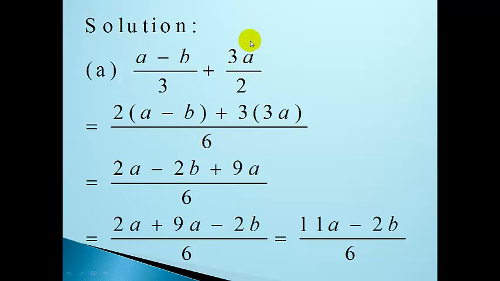And when we multiply 3 by the numerator, we have 3 times 3a. Now we expand. 2 times a is 2a. 2 times minus b is minus 2b. Plus 3 times 3a is 9a. All divided by 6. So we have 2a minus 2b plus 9a divided by 6. Now let's group the terms. So we have 2a plus 9a minus 2b divided by 6. Now 2a plus 9a equals 11a minus 2b, all divided by 6.